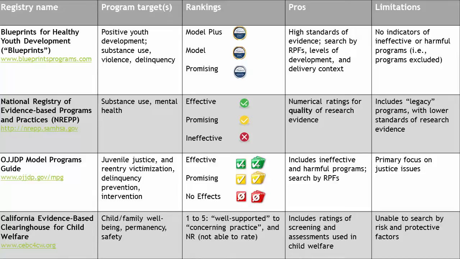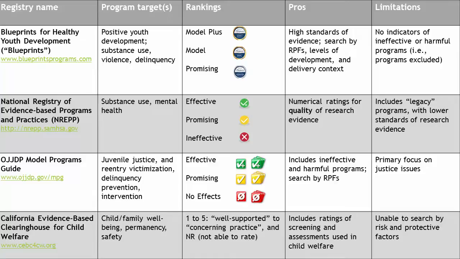NREP provides numerical ratings on a scale of 0 to 4 for multiple aspects of the research quality, including ratings of the survey measures used and appropriateness of analyses. NREP also provides a summary of research strengths and weaknesses, and I find it really helpful to read the research weaknesses to understand limitations of the findings.